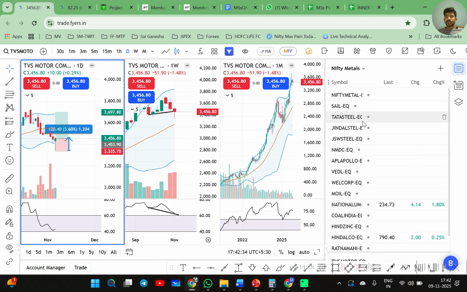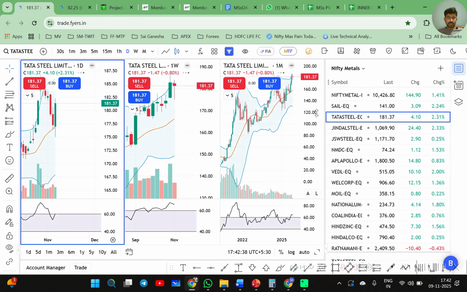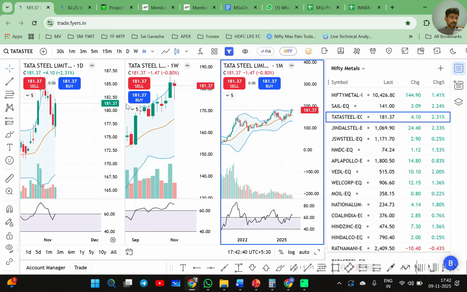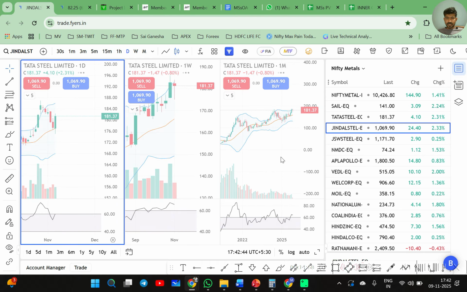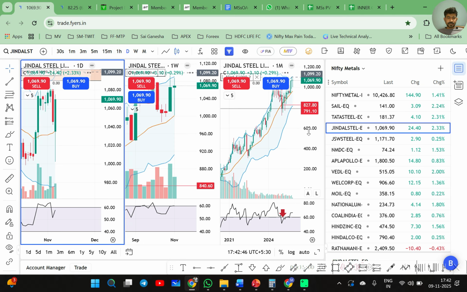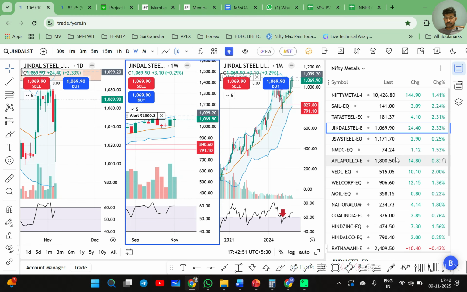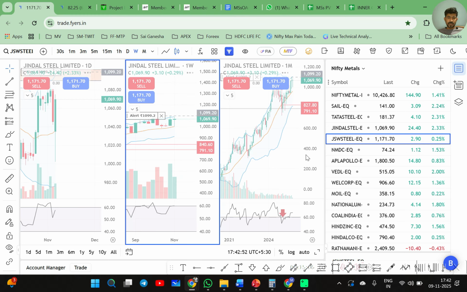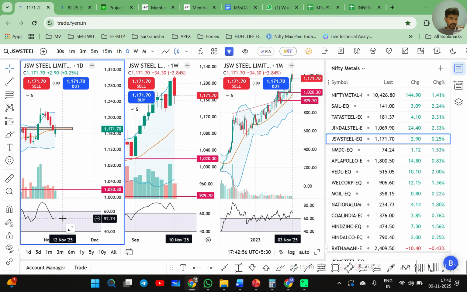Okay, in the metal sector, which are the stocks making good momentum? Tata Steel is one that just needs to wait. Jindal Steel, we need to wait for it to break this particular range. JSW, this is the one which is good. It might take a 50 support like this.